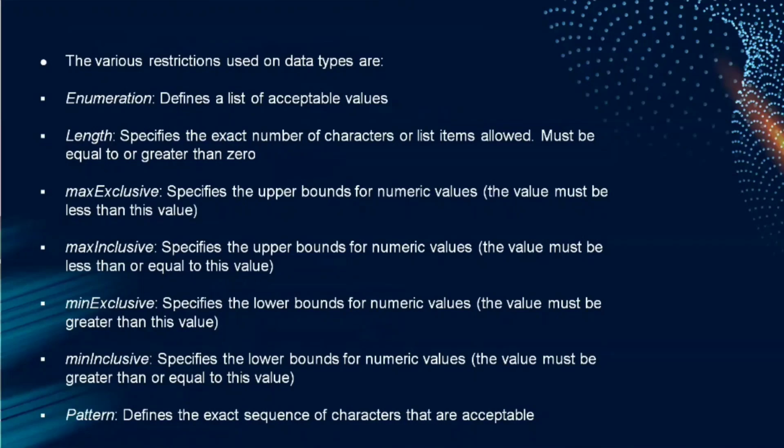So there are many restrictions that can be used on the data types. Here the enumeration, as shown, defines a list of acceptable values. The length specifies a number of characters. The max exclusive, max inclusive, min exclusive, and min inclusive functions are used to restrict that particular element within a range. Here the pattern defines the pattern of a particular element. For example, if we want that element to start with 2 alphabets or with numbers, the third character being a number or an alphabet, we can vary it by using the pattern restriction.